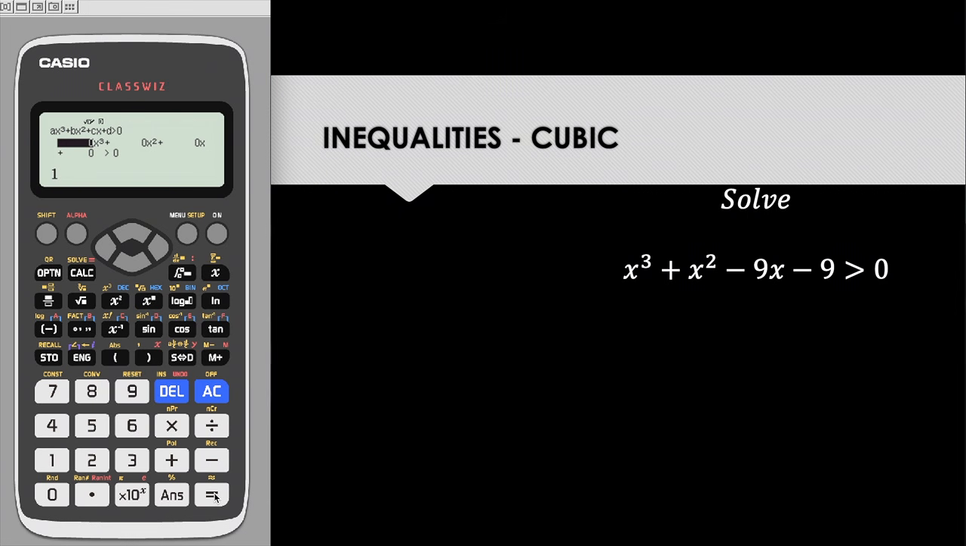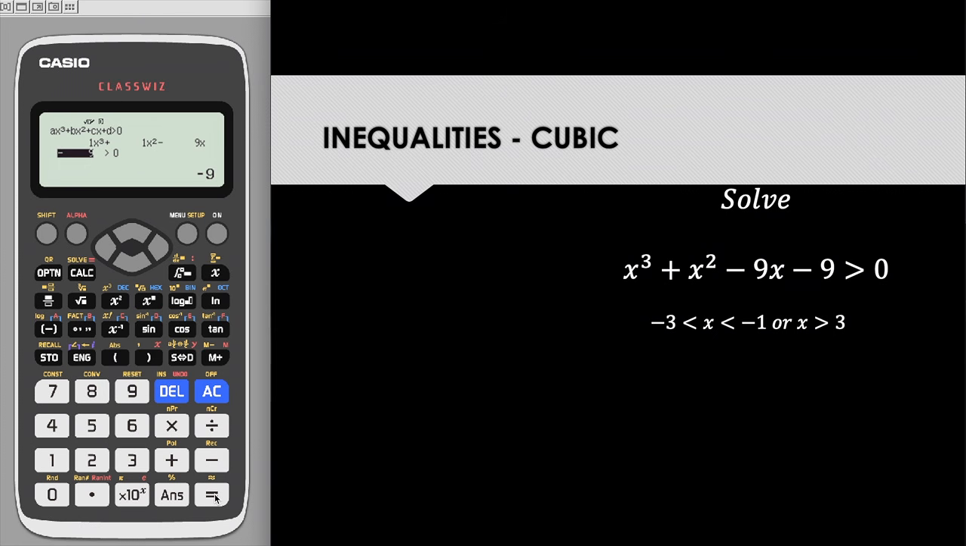So we've got x cubed plus x squared minus 9x minus 9. Select equals, and then I got values of x is between minus 3 and minus 1, or x is greater than 3.